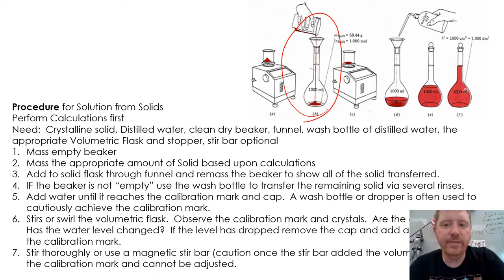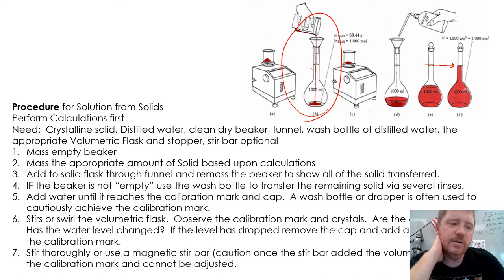And then once you've got all the solid in the flask, you fill the flask up to the calibration mark, right to that calibration mark, which you can see has been done here. Now, sometimes the solid is very soluble and just dissolves, and you can just give a quick swirl. Sometimes it doesn't. You put the cap on a volumetric flask, and you can really swirl the heck out of it without having to worry about it splashing or anything like that.